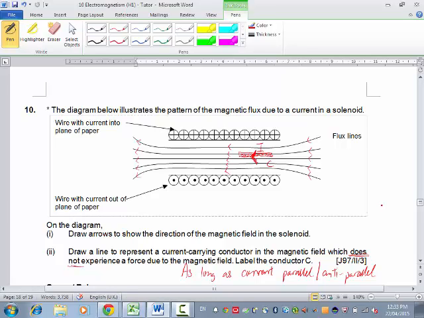Cannot do. No force. Or you want that way also can. Doesn't matter, as long as it's parallel. Both also can. Same direction, parallel or anti-parallel. Anti-parallel means opposite: one points left, one points right. Parallel means one points left, the other points left.